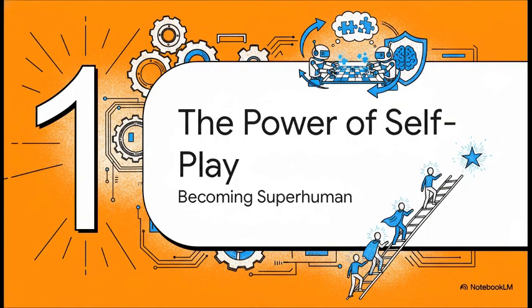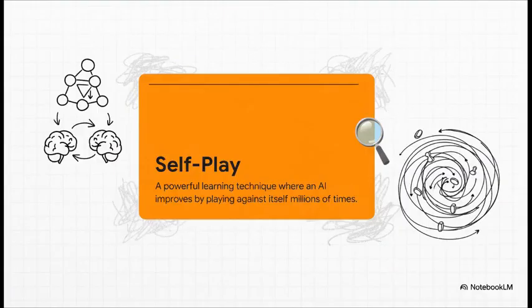And that brings us to our first big idea. This is a game changer, folks. It's a technique that lets AI reach, well, what you can only call a superhuman level of skill. And it's all thanks to something called self-play. So what on earth is self-play?